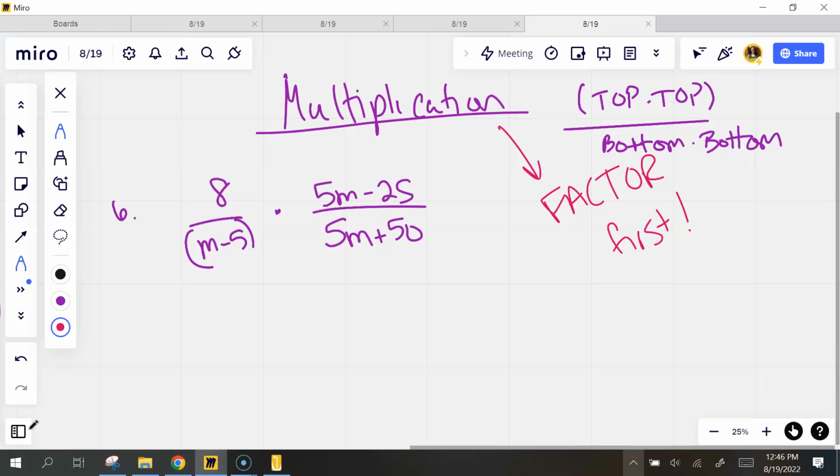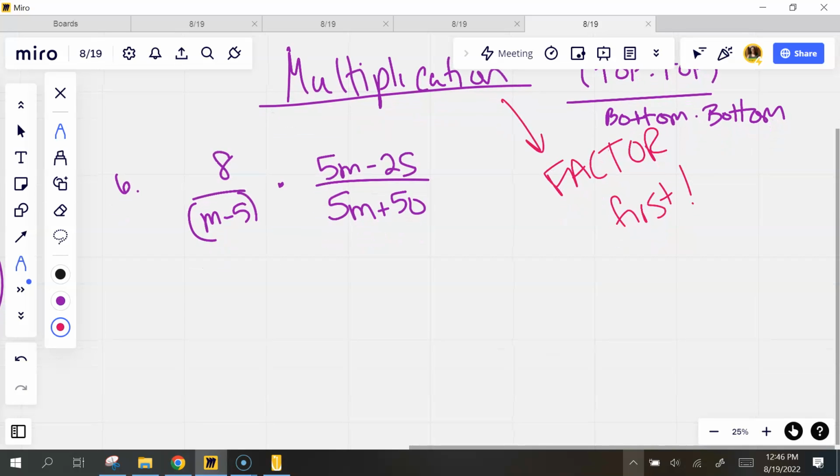Factoring is our favorite F word, yes. Thank you, Lucy. Always going to remind me. I shall never forget. I'm going to make a sign that says factoring is my favorite F word. It could go right over that board right there.